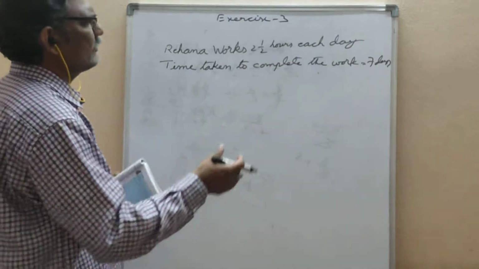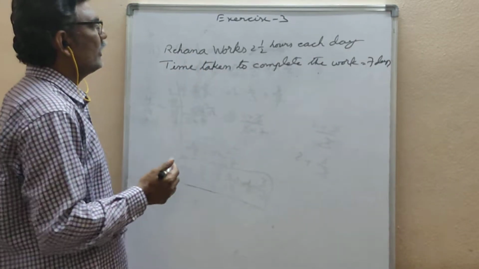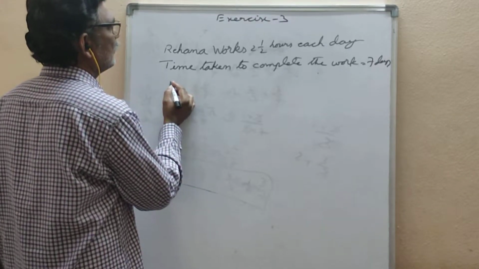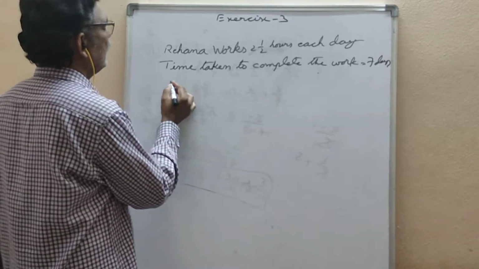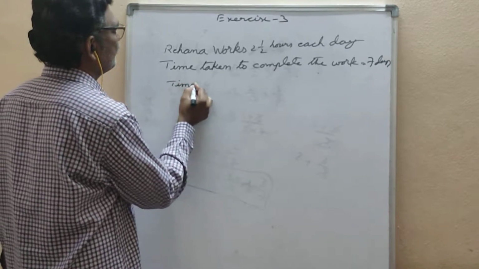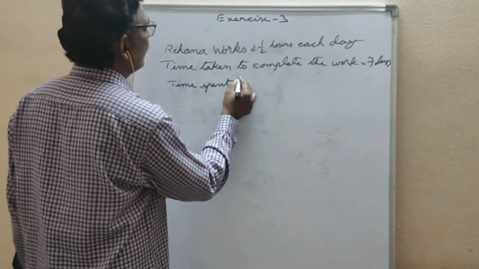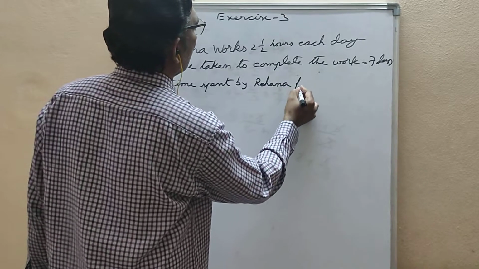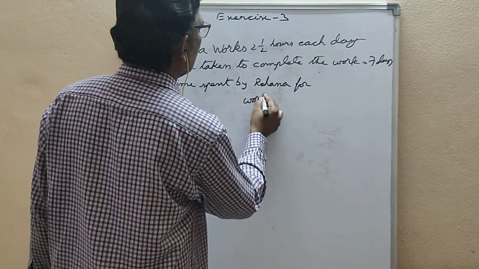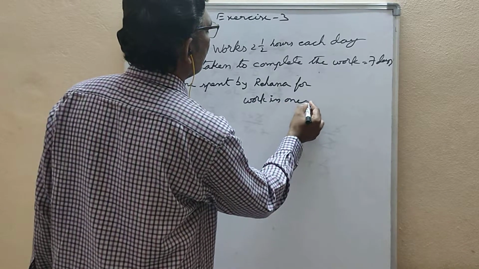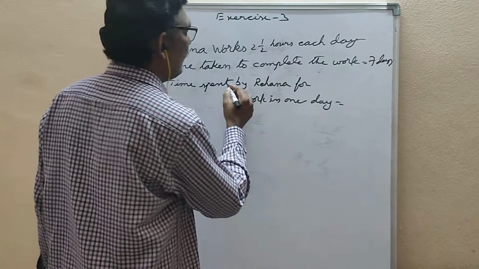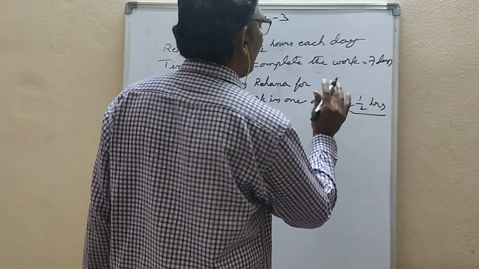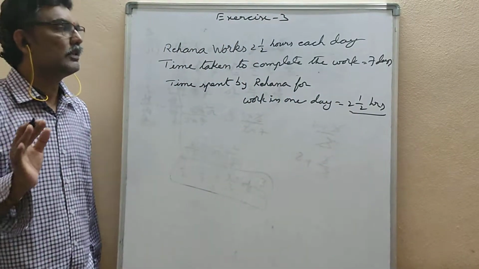So here it's very simple. Time spent by Rehana for work in 1 day. In 1 day, how much time will she spend? 2.5 hours. For 1 day, she spends 2.5 hours only. That's it.